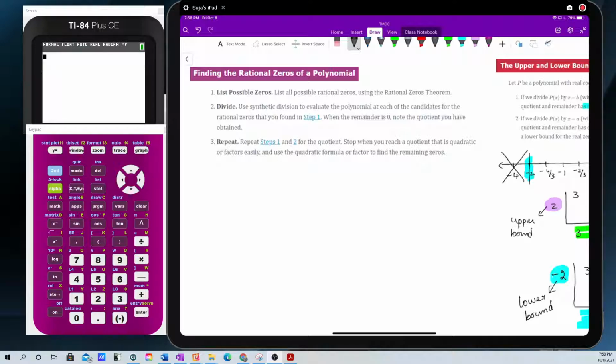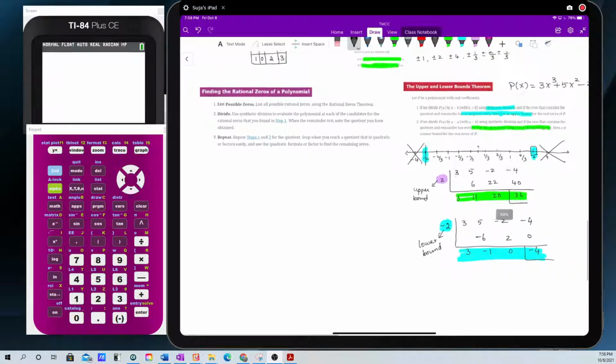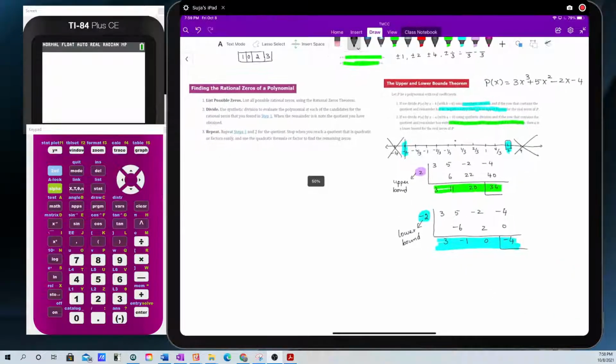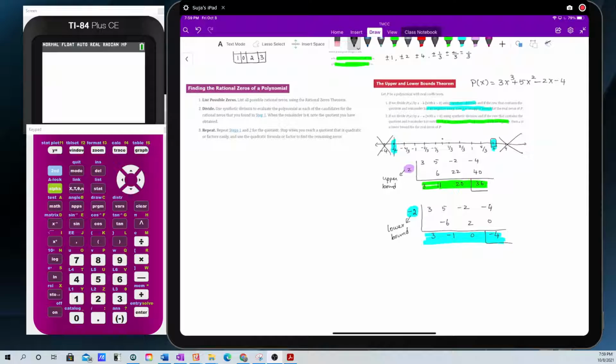The first step is to list all the possible zeros. We already listed them there, right? We already listed them, and it's here. So the second step is, it's saying divide using synthetic division to evaluate a polynomial at each of these to find one of the rational zeros.